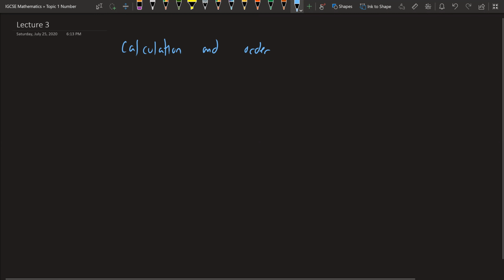So in the previous lecture, we learned about the symbols already. Equal to, more than or equal to, less than or equal to, less than, or more than. Okay, and we also have not equal to. For example, 2 is not equal to 3. That's the notation.